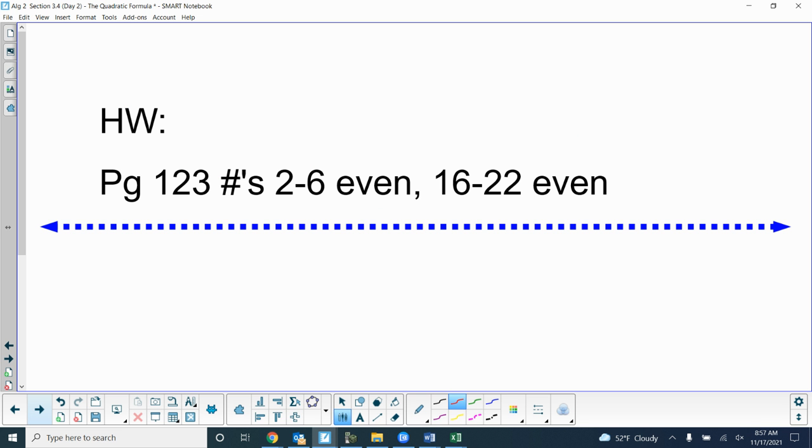Yep, that's it. So I think 2, 4, 6 are actually solving like we did last night. And then 16 to 22 is what we just did. Good job. You got lots of time, so let's get it done. If you get stuck, I can help you. There's a couple books down here. You can go online, right?